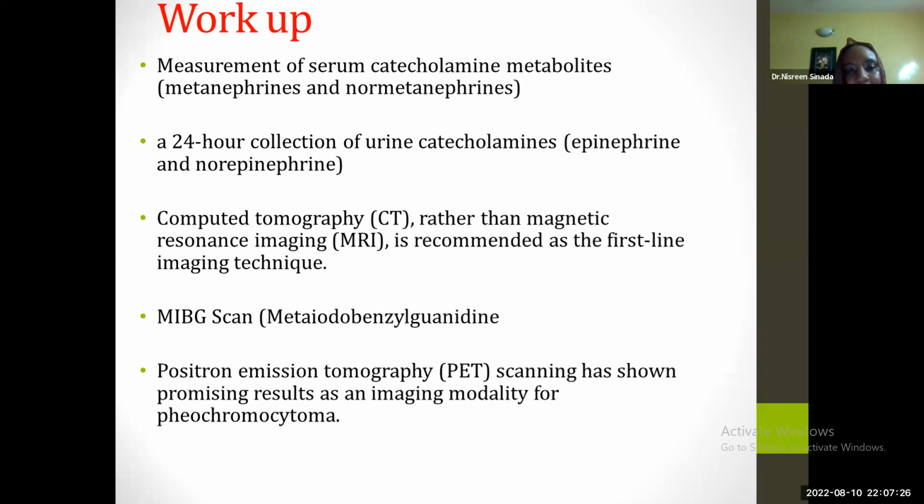Workup, we need to work up the patient as our provisional diagnosis is pheochromocytoma. We need to measure the serum catecholamines, metabolites like metanephrine and normetanephrine, and 24-hour urine collection of catecholamine, epinephrine and norepinephrine. And we do a CT, which is more helpful than the MRI, recommended as the first line imaging technique, and the MIBG scan. And PET scanning has shown promising results as an imaging modality for pheochromocytoma.